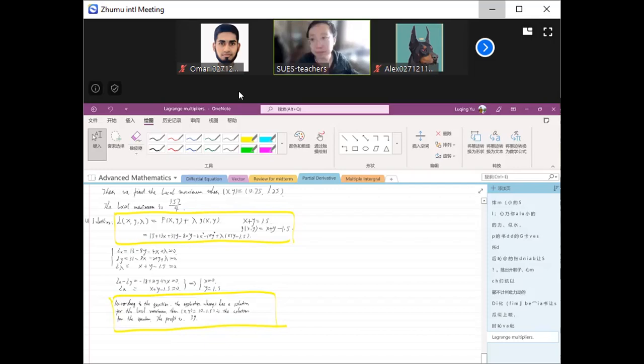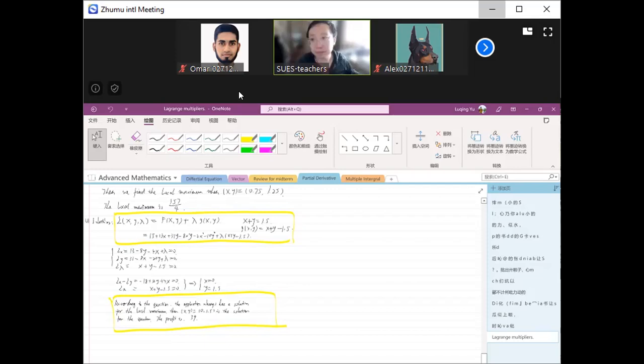Okay, so let's go back to our class. For the partial derivative part, we already finished all the materials I want to discuss with you. The textbook still has something about the Taylor expansion series for two variables. If you want to understand it or have questions, you can ask me after class, but for now this is not in our class materials.